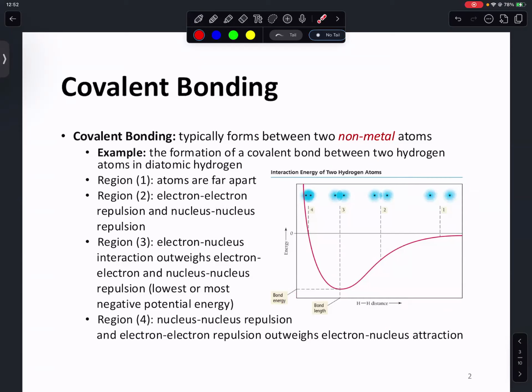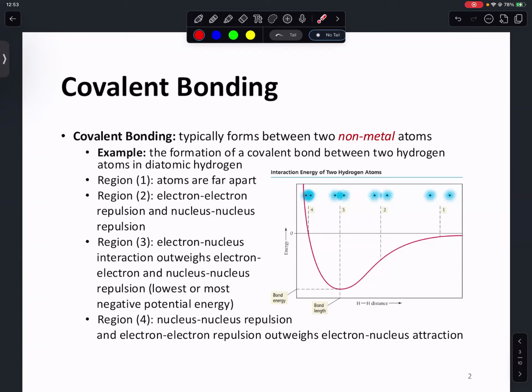In region 1, note that the two hydrogen atoms are further apart from each other. Reading the plot from right to left, note that the energy here is still high. As we move to step 2 and the electron clouds of the two hydrogen atoms overlap, the energy begins to be a little bit lower. In this phase, there is electron-nucleus attraction and repulsion as these two atoms are trying to get closer to each other.